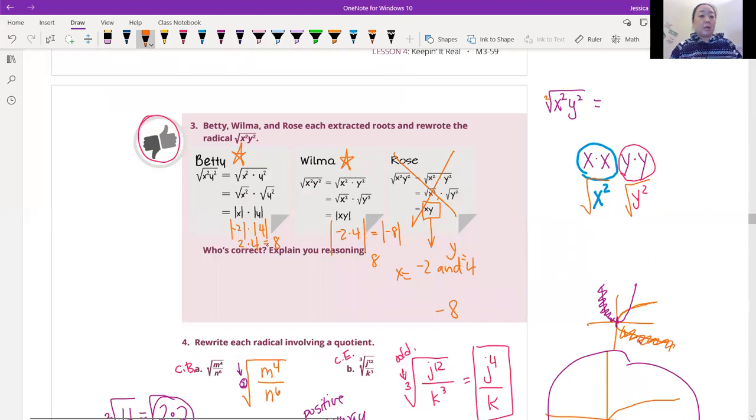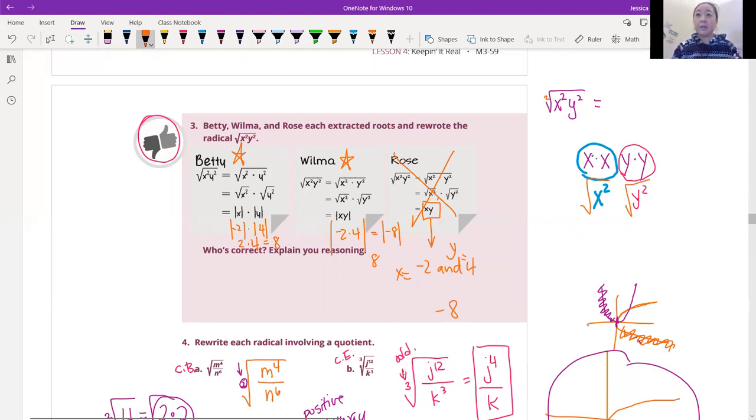So the question was, who's right, Betty, Wilma, or Rose? It could be any combination of that. And ignore the stars, pretend they're not even there. All right, so we've got the square root of x squared times y squared. And notice when we have a square root, we don't put any number in there, because square means 2, so the index is always 2. If it's invisible, it's 2. If we mean something else, it's going to be that other number that we put in there, right?